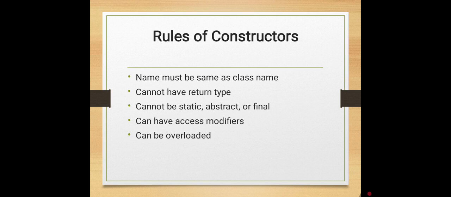Next, rules for creating constructors. The important rules of constructors are: the constructor name must be the same as the class name. The constructor cannot have a return type. The constructor cannot be static, abstract, or final. The constructor can have an access modifier like public or private. A constructor can be overloaded. Following the rules, it is very important that while writing a constructor, the name of the constructor must be the name of the class.